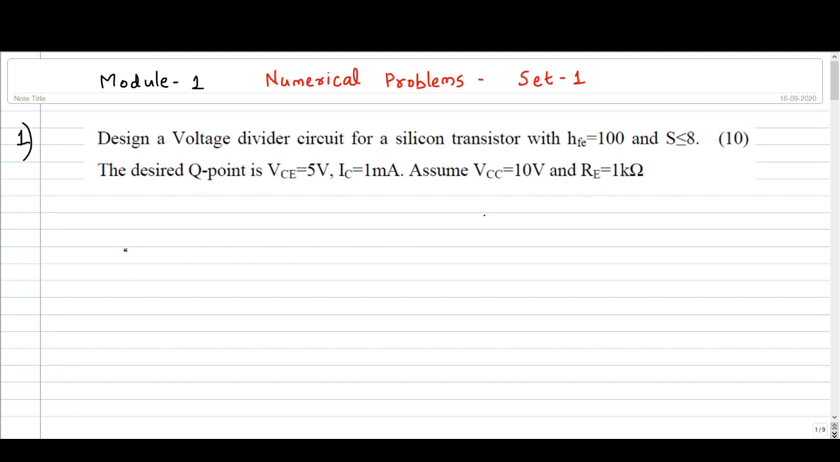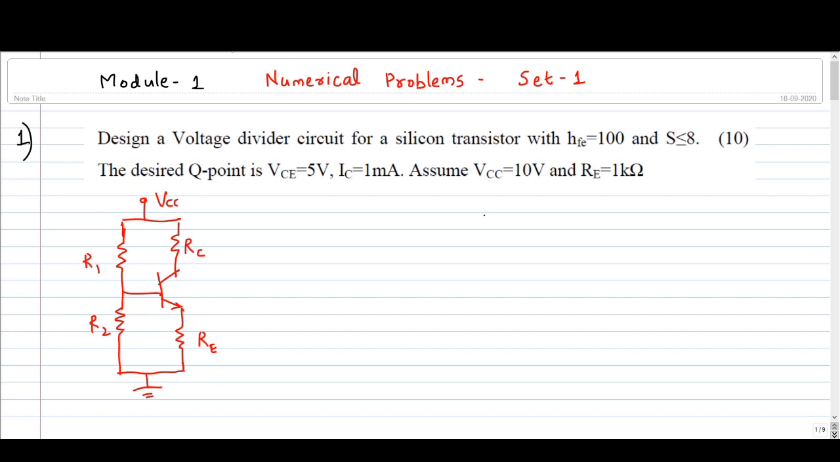So first we can draw the circuit diagram. There is a potential divider on the input side. Then you have a transistor in common emitter configuration. So this terminal is grounded. You have source voltage here, VCC. So this is RC. This resistance is RE. This is R2. This is R1.